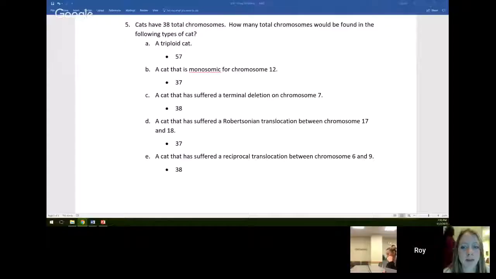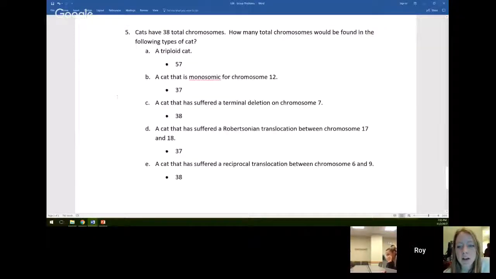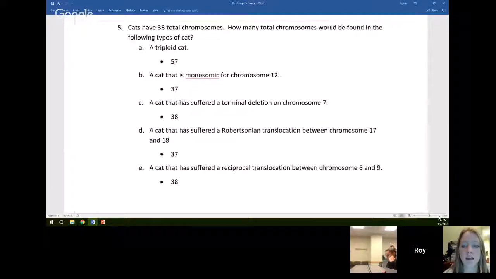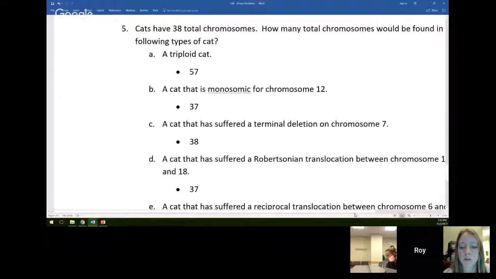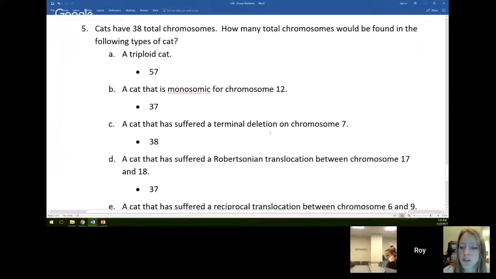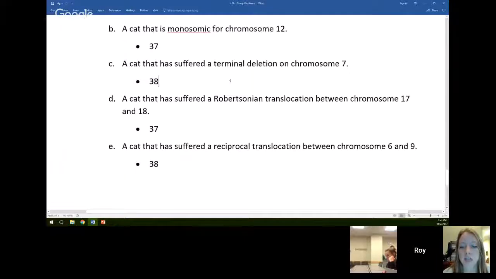Okay. Cats have 38 total chromosomes. How many total chromosomes are found in the following types of cat? For a triploid cat, you'd have 57. A cat monosomic for chromosome 12 would have 37. A cat that has suffered a terminal deletion in chromosome 7 has 38. And a cat that has suffered a Robertsonian translocation between chromosome 17 and 18 has 37. A cat that has suffered a reciprocal translocation between chromosome 6 and 9 has 38.